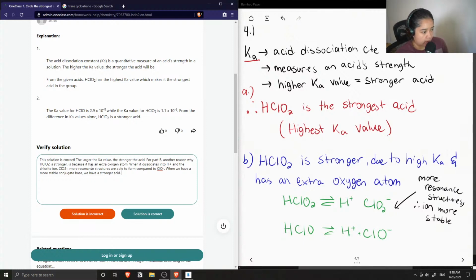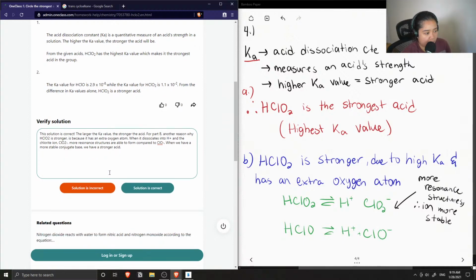Okay, so I said that for part B, another reason why HClO2 is stronger is because it has an extra oxygen atom. When it dissociates into H plus and the chlorite ion ClO2 minus, more resonance structures are able to form compared to ClO minus. When we have a more stable conjugate base, we have a stronger acid.